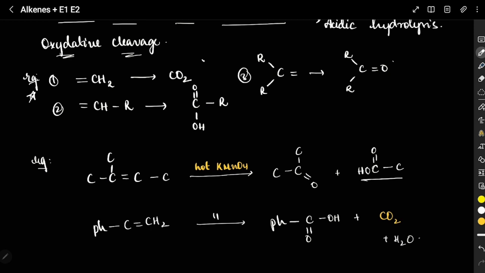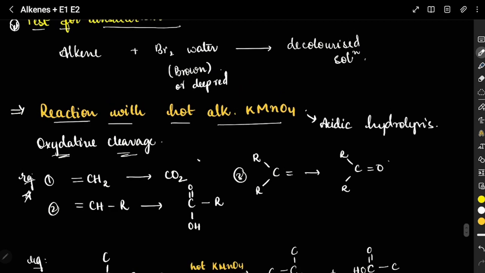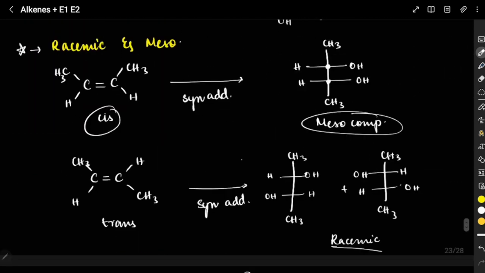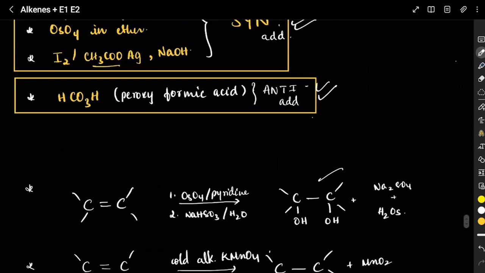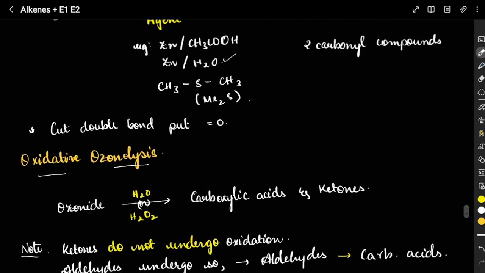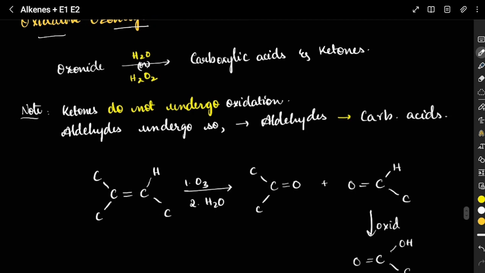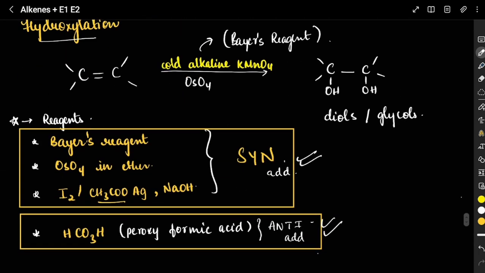Now, in the case of phenol, you can clearly see here the alkene is targeted, so a double bond O is formed. A terminal alkene is formed, then CO2 will come out, and H2O is also a byproduct here. So this is the reaction with hot KMnO4. The thing we have to remember is that in cold alkaline KMnO4 or Bayer's reagent, we also use OsO4. Glycols are formed, meaning two OH groups are formed. That's called hydroxylation.